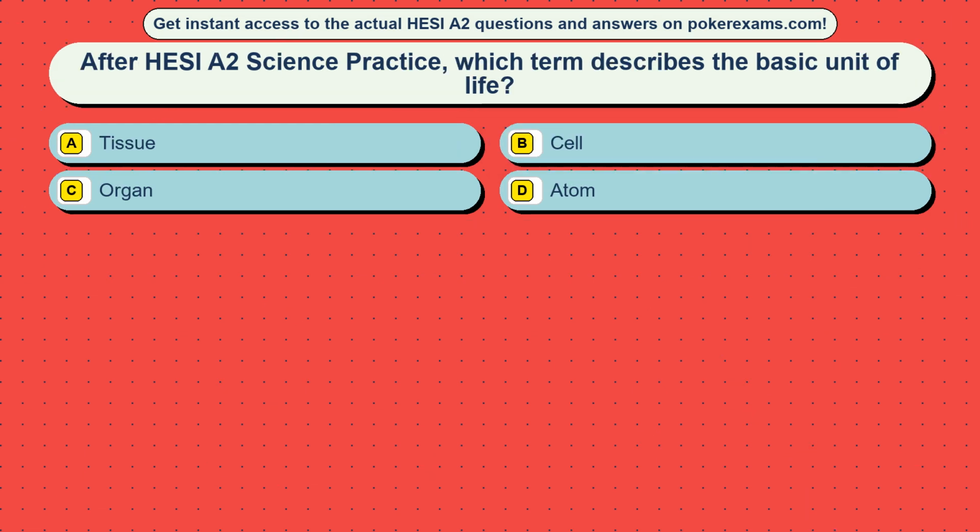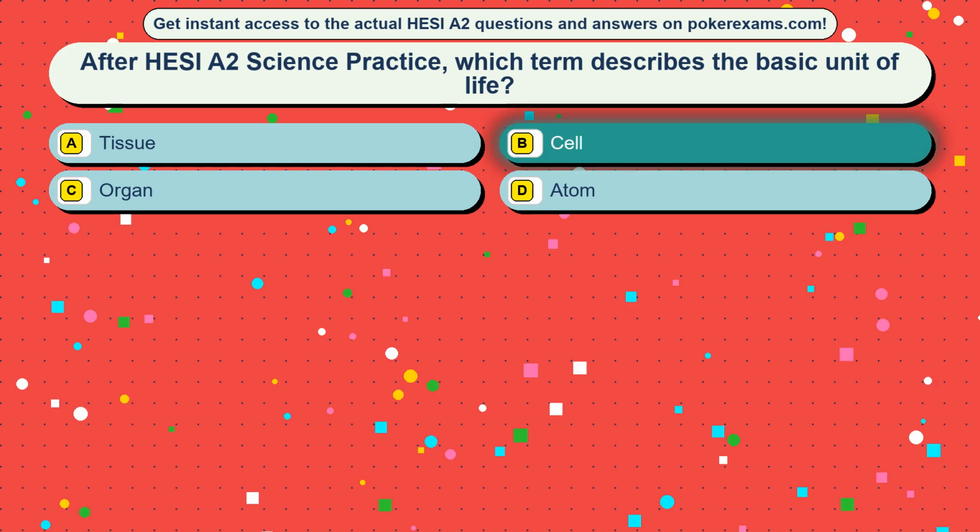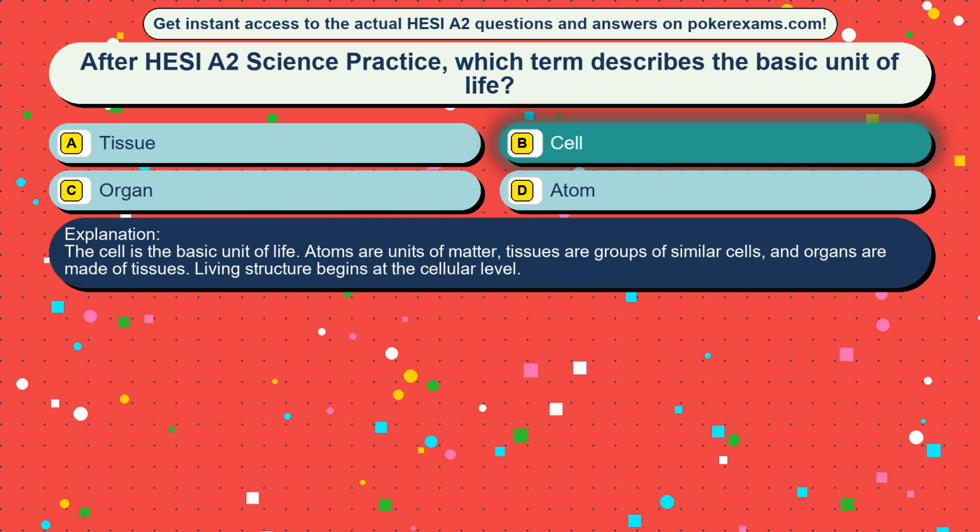Question 26. After HESI A2 Science Practice, which term describes the basic unit of life? Option A, tissue. Option B, cell. Option C, organ. Option D, atom. The correct answer is option B, cell. The cell is the basic unit of life. Atoms are units of matter, tissues are groups of similar cells, and organs are made of tissues. Living structure begins at the cellular level.